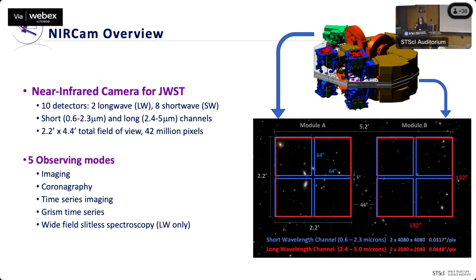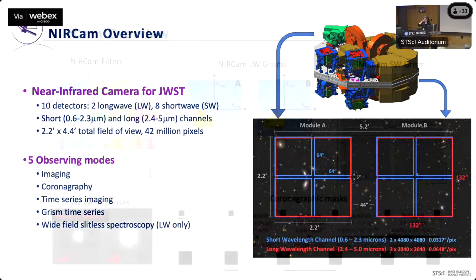We have 10 detectors. 2 of them are long wave and 8 of them are short wave. And we have 2 modules, and that's because NearCam is actually 2 instruments bolted back together. They're mirror images of each other bolted back to back, and each one gives us one of the modules. And each module has 5 detectors total. We've got a shortwave channel and a long wavelength channel that get the same field of view. And we have 5 observing modes: imaging, coronography, time series imaging, GRISM time series, and wide field spectroscopy.